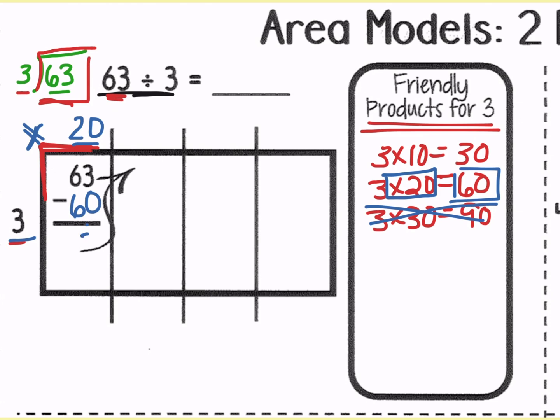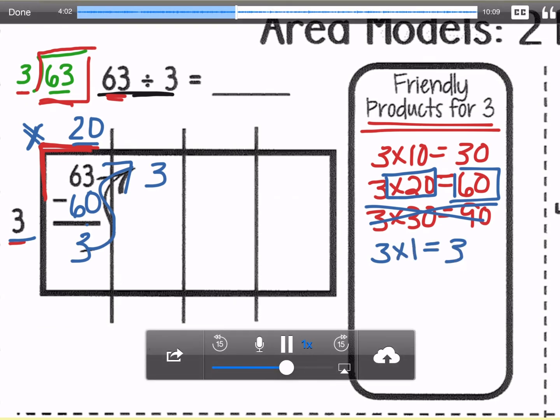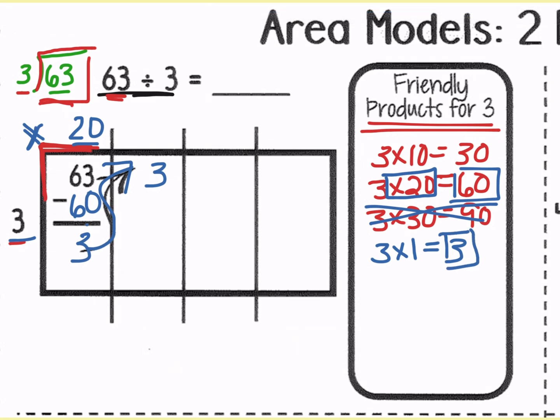Now let's subtract because it didn't come out even. So I have 3 left over. I'm going to take that leftover 3 and bring it up to my next area model section. Now, let's go back over to my friendly numbers. I've got to try to get to 3 without going over. None of these friendly products I came up with worked. But I do know that 3 times 1 equals 3 because I know my math facts. So that gets me right exactly on it, doesn't it?